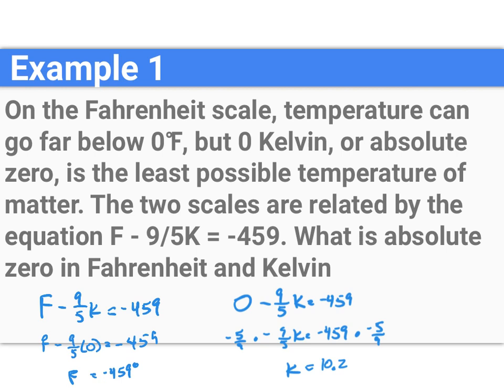So our 459 must be off by 10. So I would assume that absolute zero on a Fahrenheit scale should be 449 and not 459. So moving on to the next one.